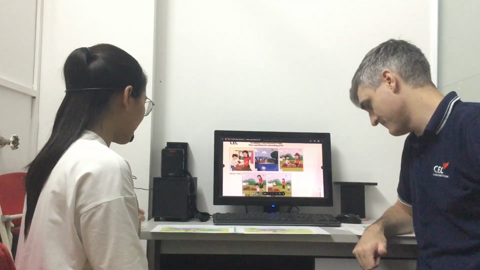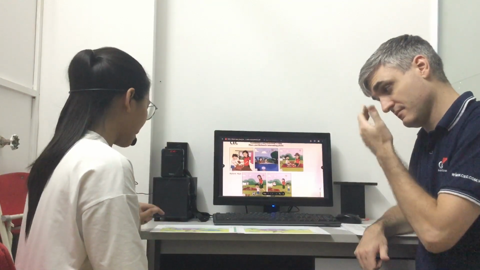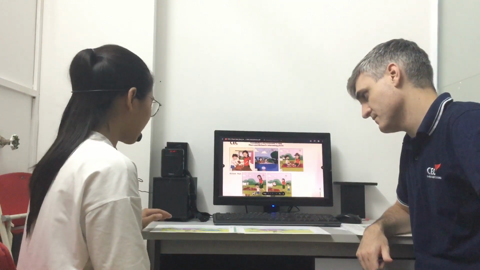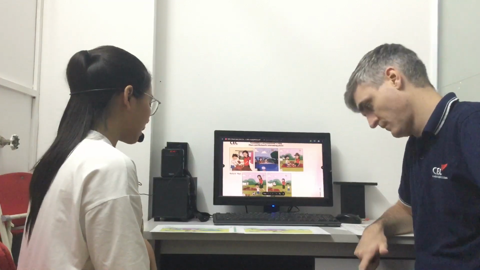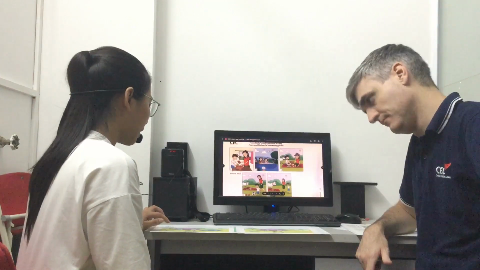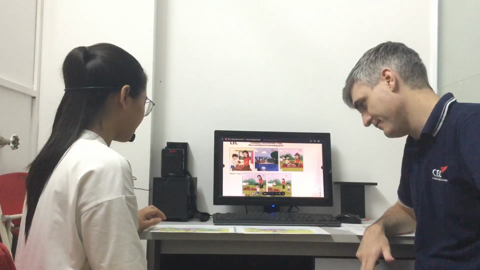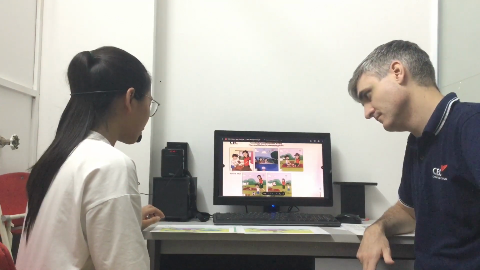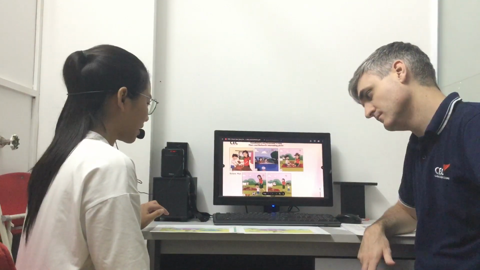Good. In picture A, the man is wearing a green shirt, but in picture B, the man is wearing a red shirt. Good. In picture A, there are 2 tents, but in picture B, there is 1 tent. Good. In picture A, there are 2 cows, but in picture B, there are 2 sheep.